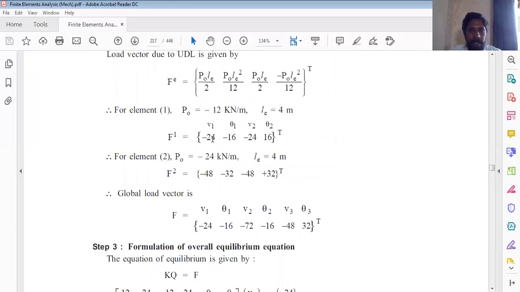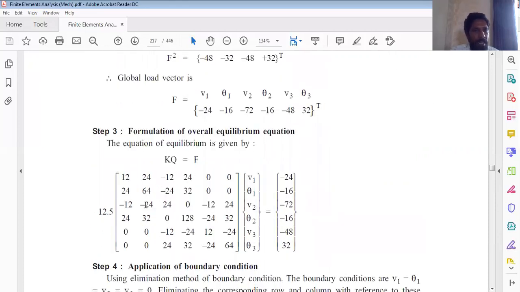The first element is associated with F1, F2, F3, F4, and the second is associated with F3, F4, F5, F6. When you assemble these two, the global load vector will be associated with F1, F2, F3, F4, F5, F6, corresponding to the degrees of freedom V1, theta 1, V2, theta 2, V3, theta 3. So it is required to add the corresponding entries. V1 we write as it is, that is minus 24, theta 1 is minus 16, and V2 appears at two places, minus 48 and minus 24, which is minus 72. Theta 2 is also at two places, that is 16 and minus 32. So 16 minus 32 will be minus 16, and the remaining minus 48 and plus 32 are written as they are. And we have to formulate the overall equilibrium equation.